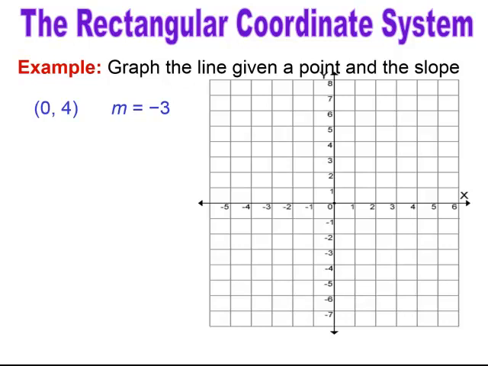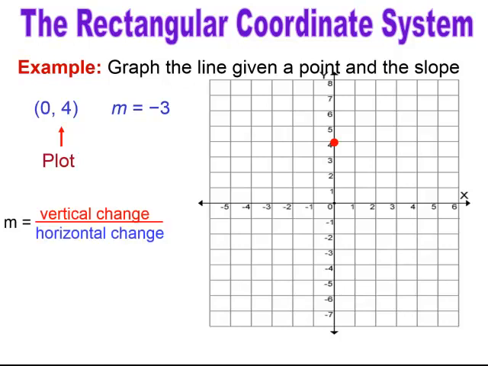So when we want to graph a line given a point and a slope, we're going to be doing the reverse. So I'm going to take this point and I'm going to plot it. So we have a point which is 0, 4, and I plot it. So anytime you have a point, you can at least start by plotting the point. Now I have the point plotted, and I need a second point in order to graph the line. So I'm going to use the slope of the line to be able to find the second point.